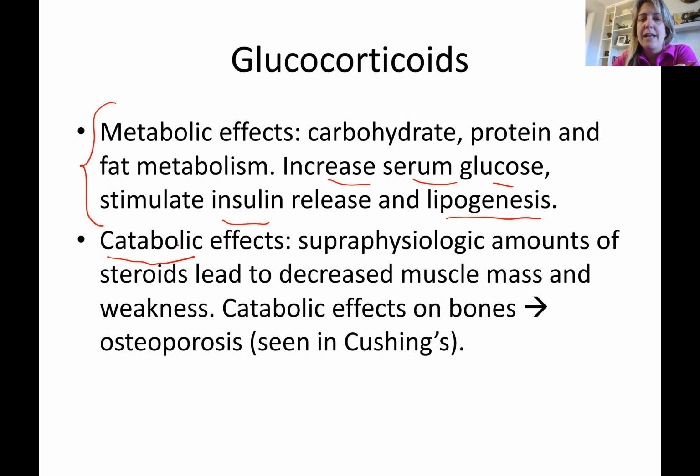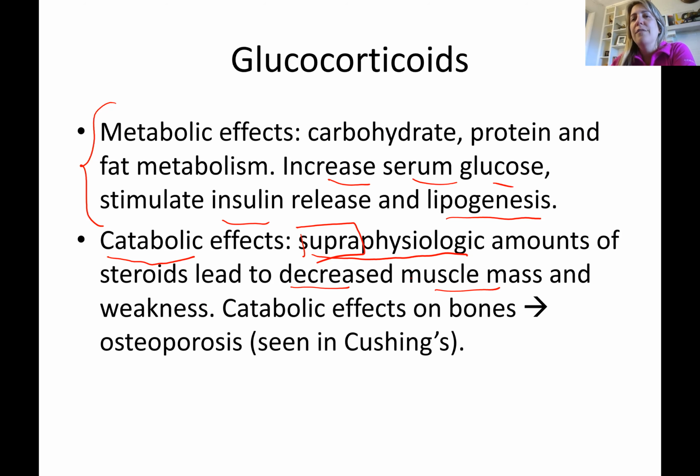The catabolic effect is breaking down things. With supraphysiologic levels, what is supra? Supra means too much, okay? So levels above the physiologic, normal levels of steroids can lead to decreased muscle mass and weakness because of this catabolic effect. The catabolic effect is the effect of breaking down all these tissues, in the case of osteoporosis, breaking down bones, and breaking down muscle mass, etc.